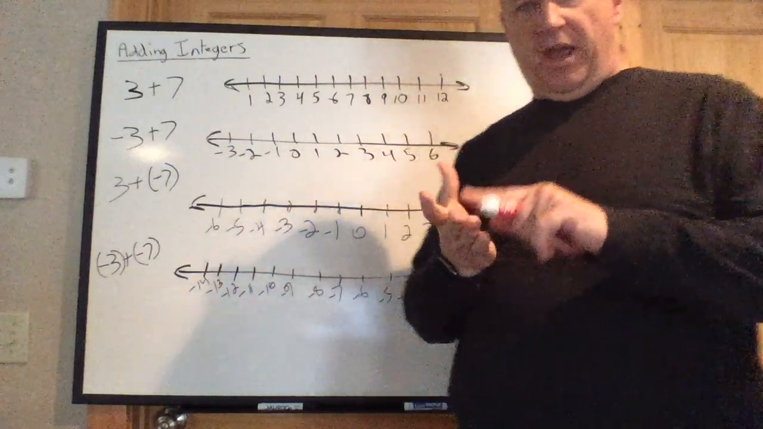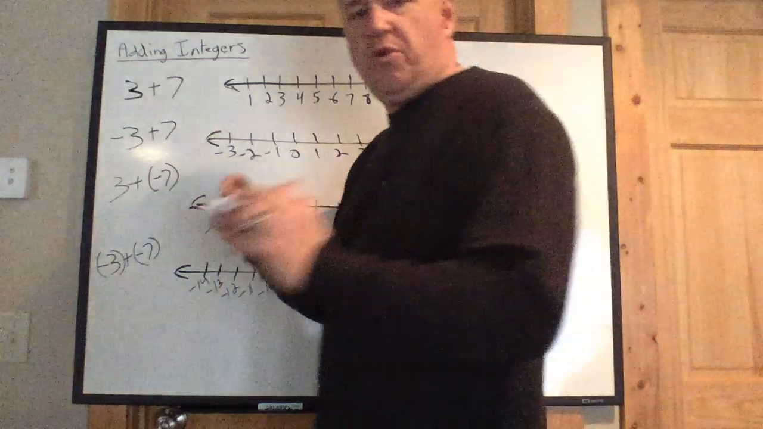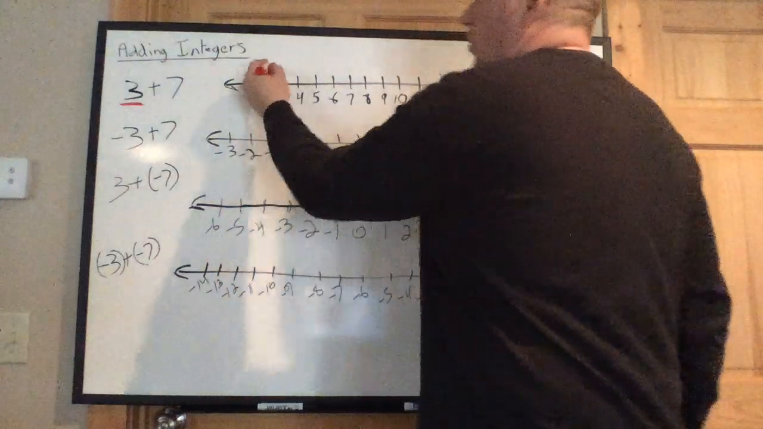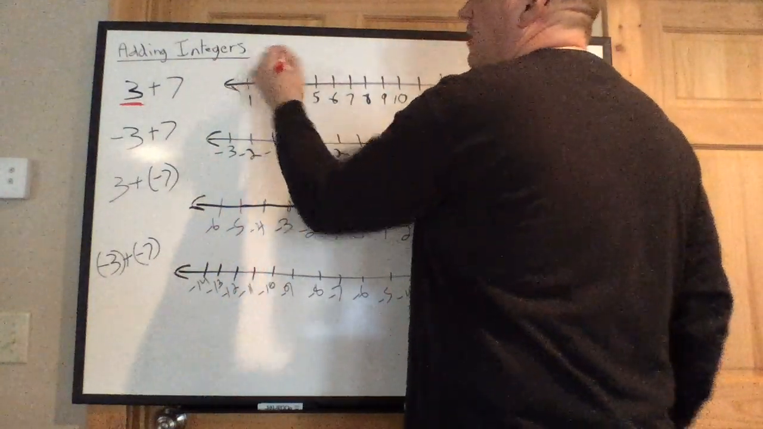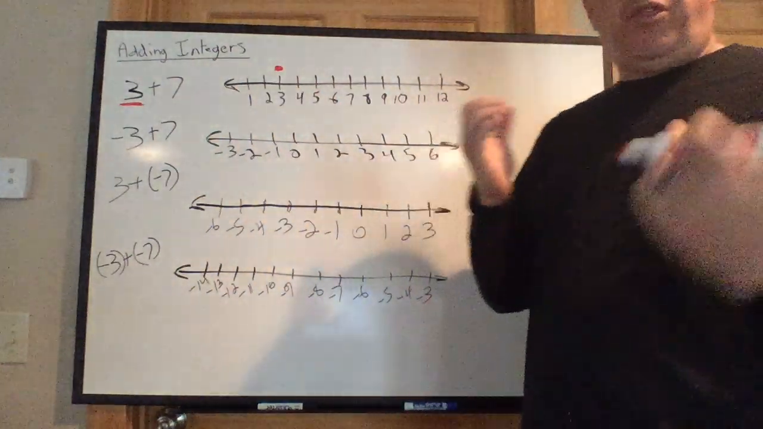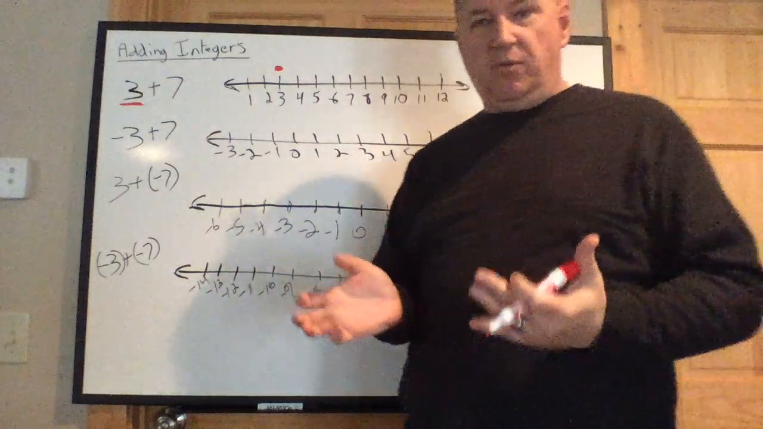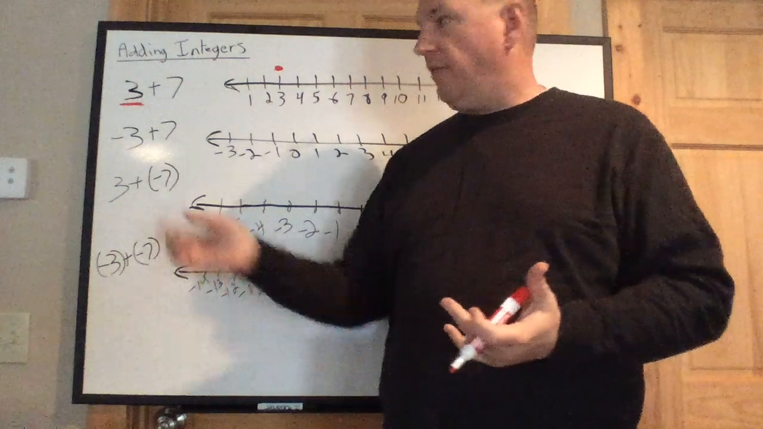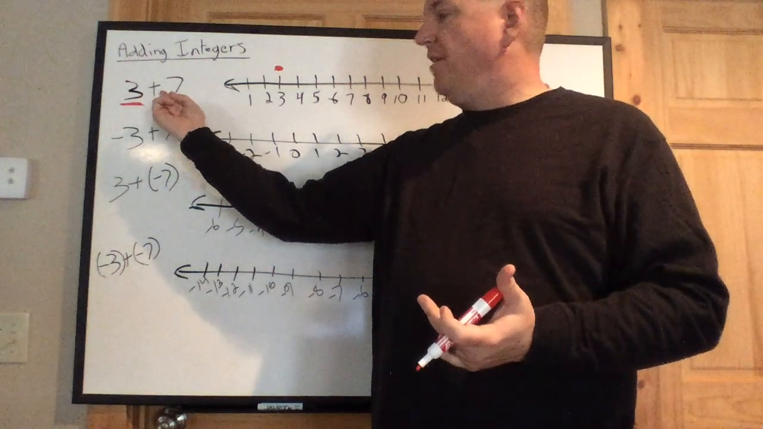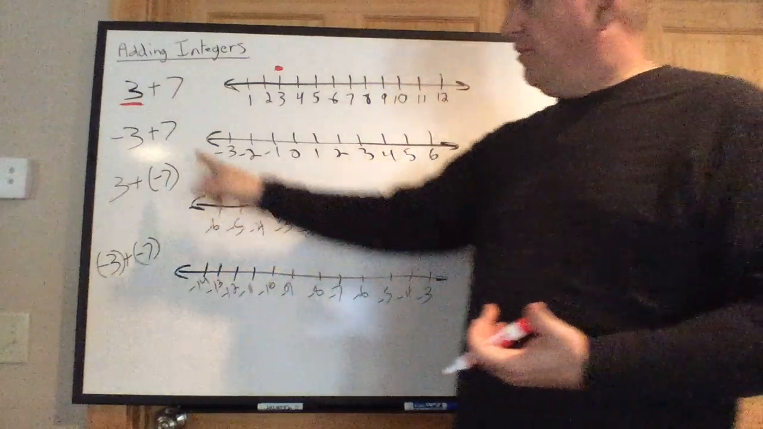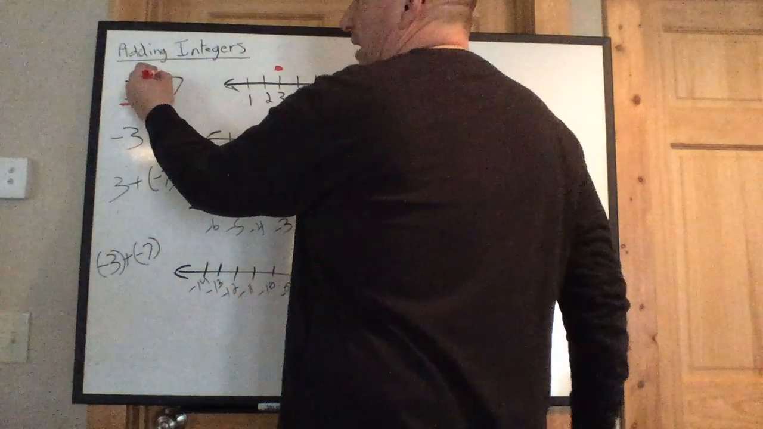The first number you run across is our starting point. So in this particular problem, our 3 is our starting point. That's where I'm going to put my first dot on my number line. All of us know that on a number line, when we add a positive number, we move to the right. So that's what adding the positive 7 is going to tell me.